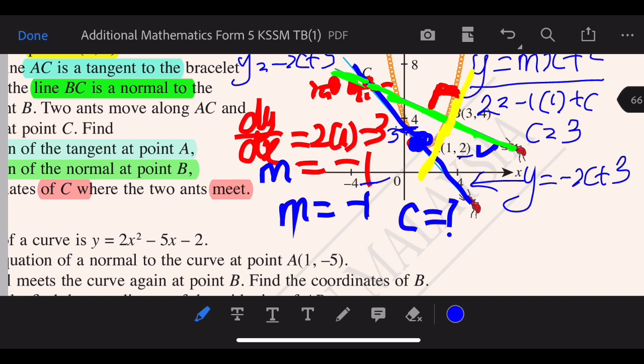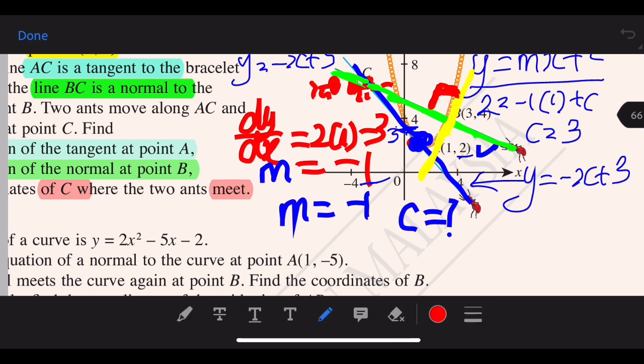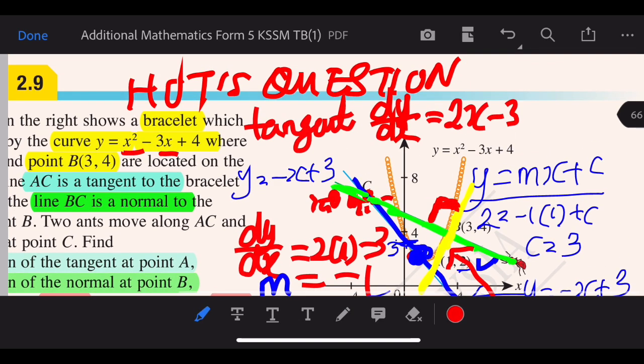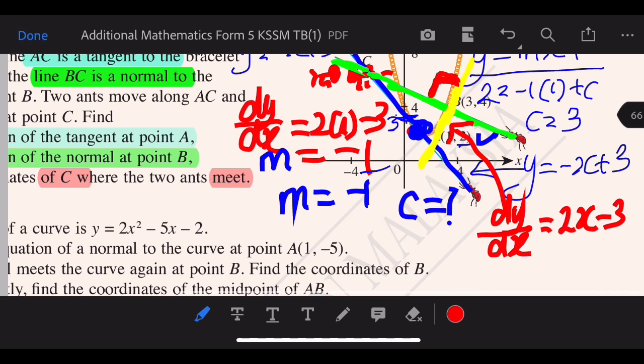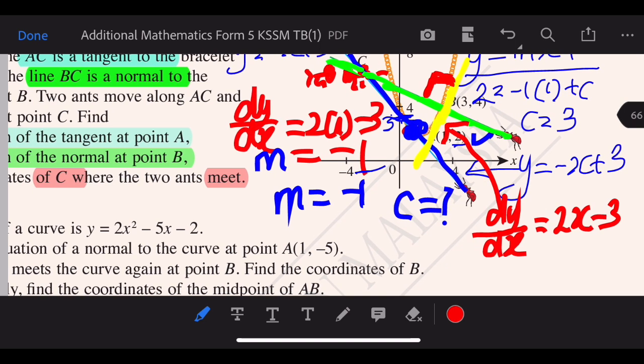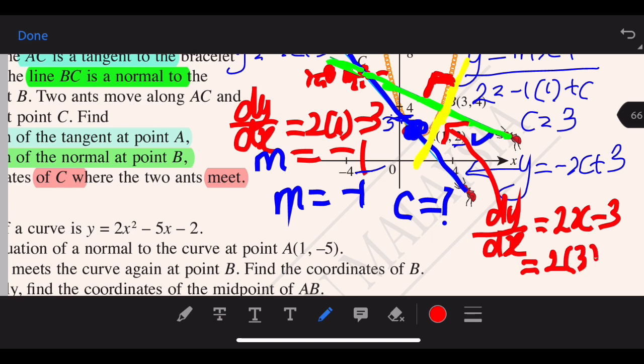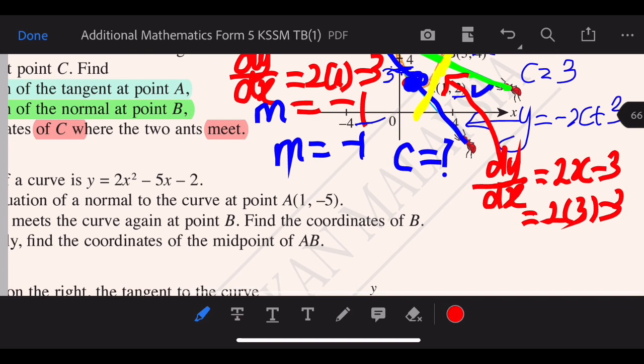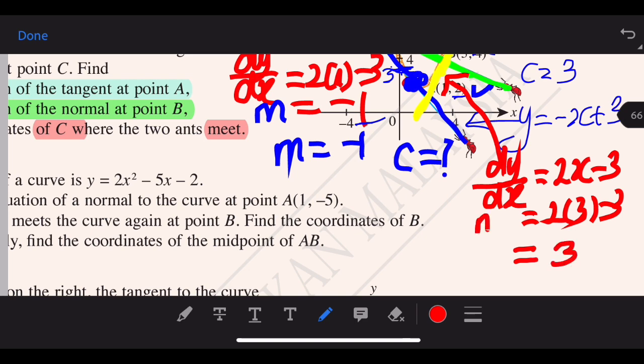So I'm going to show you the way to find the gradient for the yellow line. I have no way but to use differentiation, because I don't have 2 points. Differentiation, just now we have 2x minus 3, right? Follow the curve just now, use back 2x minus 3 and just substitute the point inside. At the point B, you have x = 3, so you substitute the 3: 2 times 3 minus 3. That means the gradient at the point B is 6 minus 3, which is 3. You can write it as m1.